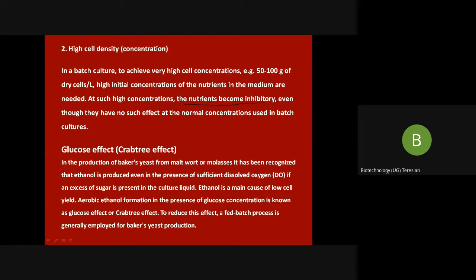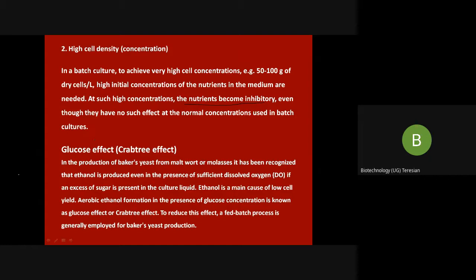Here the yeast produces ethanol, as you know. Under which condition is it producing? It is producing in the aerobic condition. So how does the yeast produce the ethanol in the presence of sugar, when it is the aerobic condition? That is called the glucose effect or the Crabtree effect.